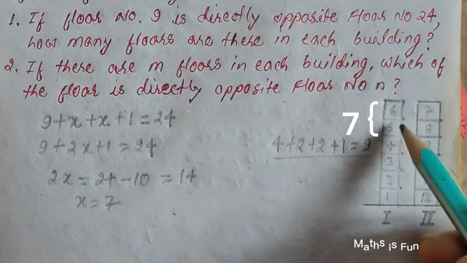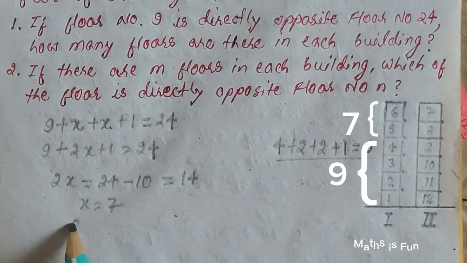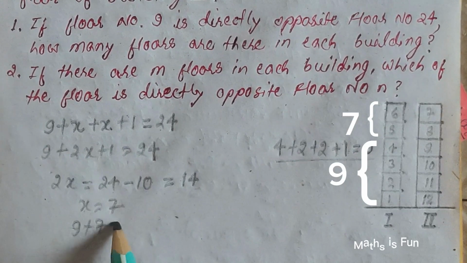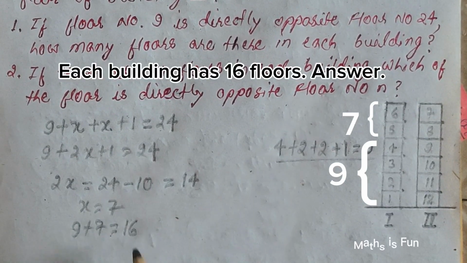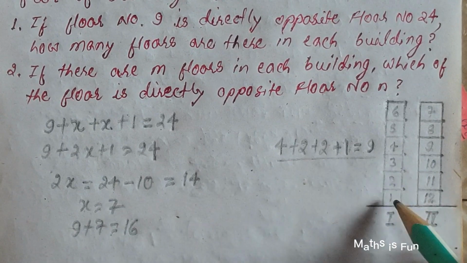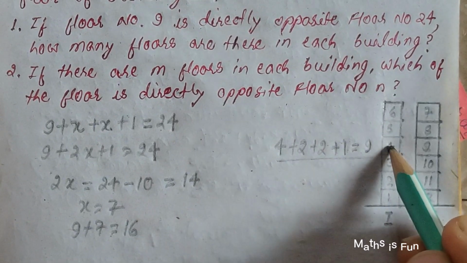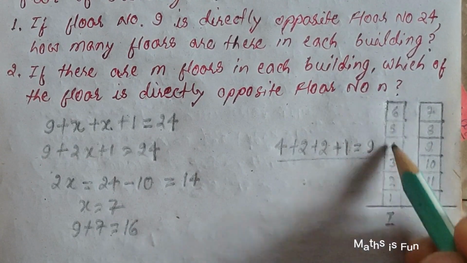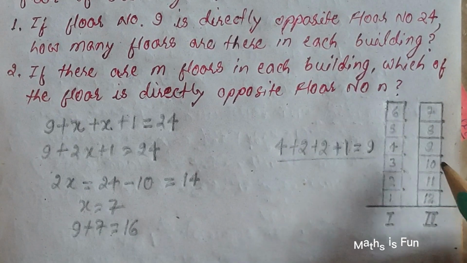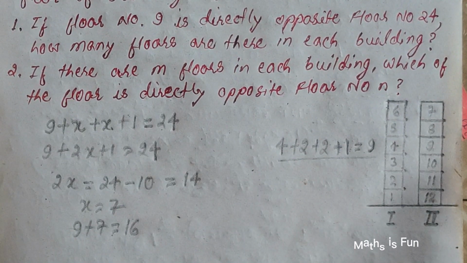7. So there are 7 floors above floor 9. So we have to add 7 to 9. So 9 plus 7 will be 16. To explain again, up to here there were 9 floors. Then from here to the top there are 7 floors. So 9 plus 7, 16 floors. In this way we got our answer that there are 16 floors in each building.